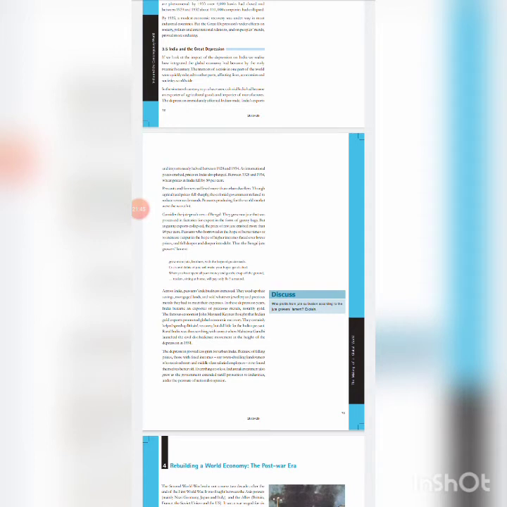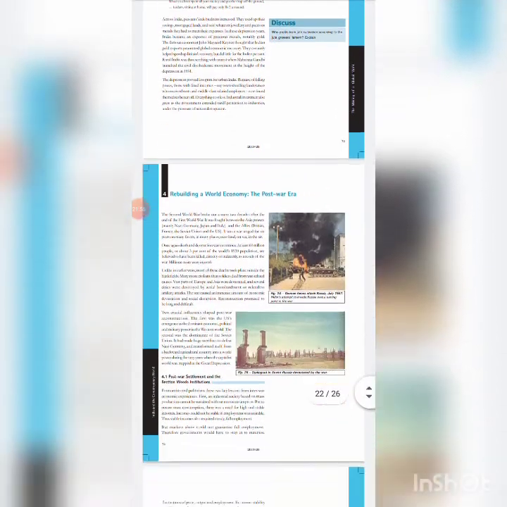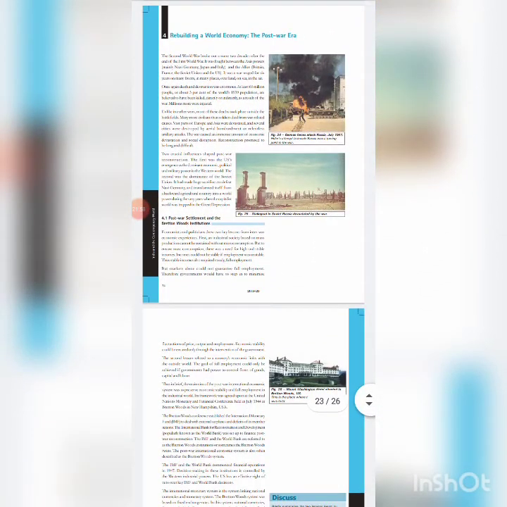depression in 1931. Now, rebuilding a world economy, the post-war era. Two decades after the end of the First World War, the Second World War broke out. It was fought between the Axis powers, mainly Nazi Germany, Japan and Italy, and the Allies, meaning Britain, France, the Soviet Union and the US.